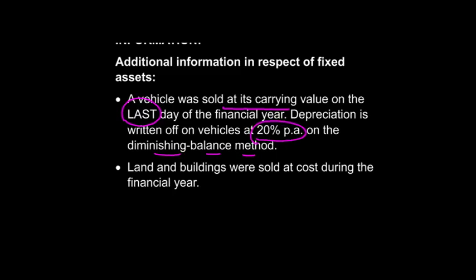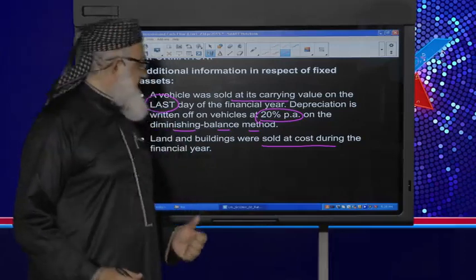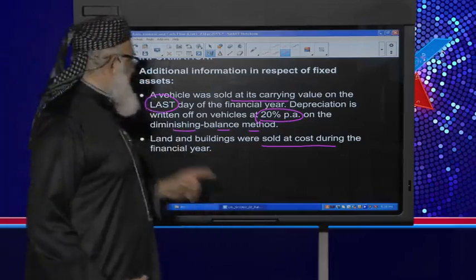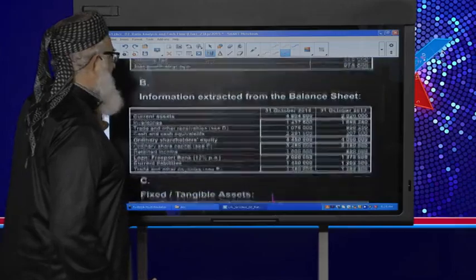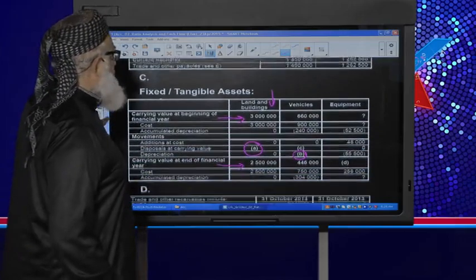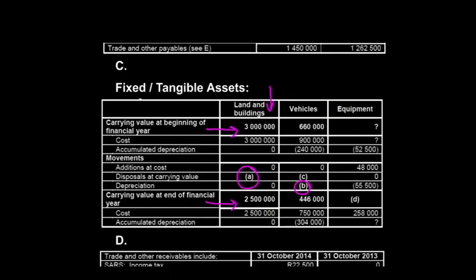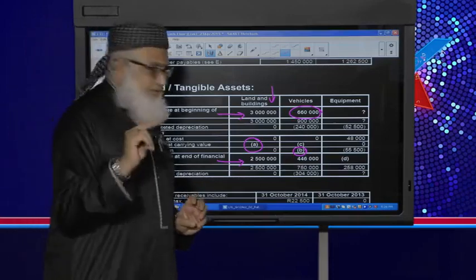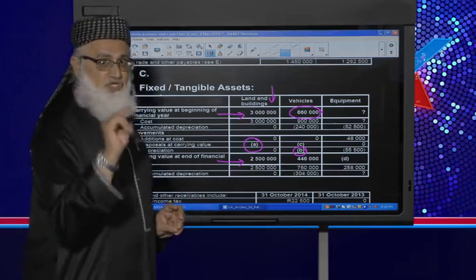And look at your additional information. They also told you land and buildings were sold. Remember the previous one? There's additional information, just making sure that you don't leave that out when you are doing your comparison. Okay, coming back to my vehicle. So, if I sold a vehicle on the last day of the financial year, going back to my information, let's see what I have here. I'm told that my carrying value at the beginning of the year was 660,000. Do you see that? Given information, I need to calculate depreciation at 20% per annum on the diminishing balance method.